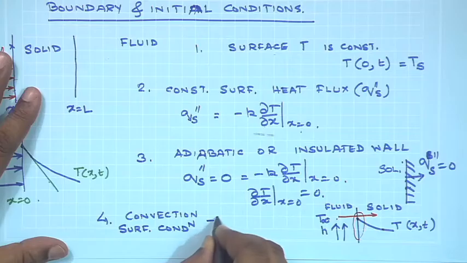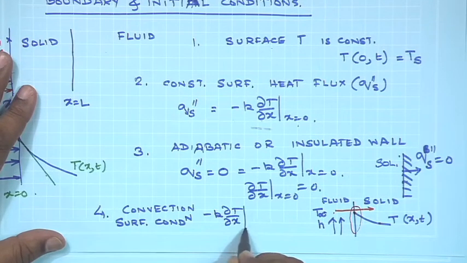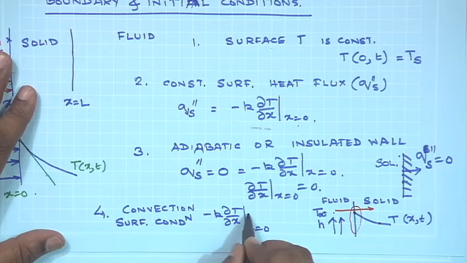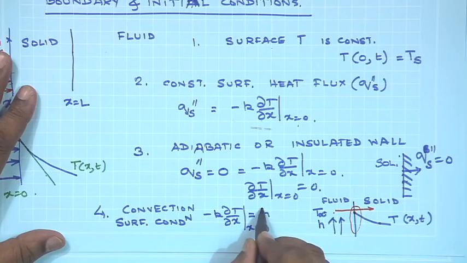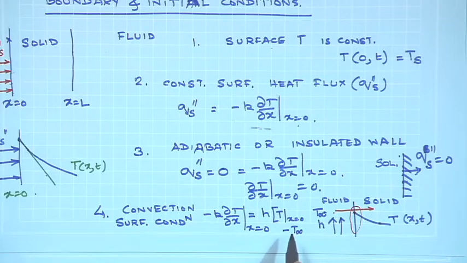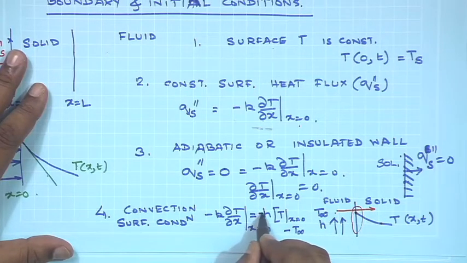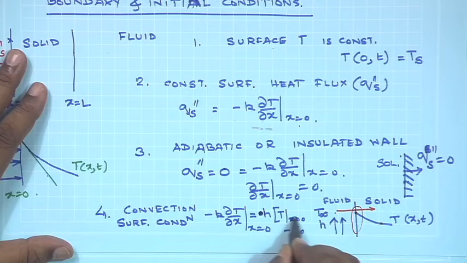So, what is conduction? Conduction is minus k ∂T/∂x at x equals 0. So, this is the conductive heat flux, which must be equal to the convective heat flux, which is T at x equals 0 minus T infinity. Sorry, I will put a minus sign over it, or rather it is T infinity minus T at 0. I will put it on a different page.